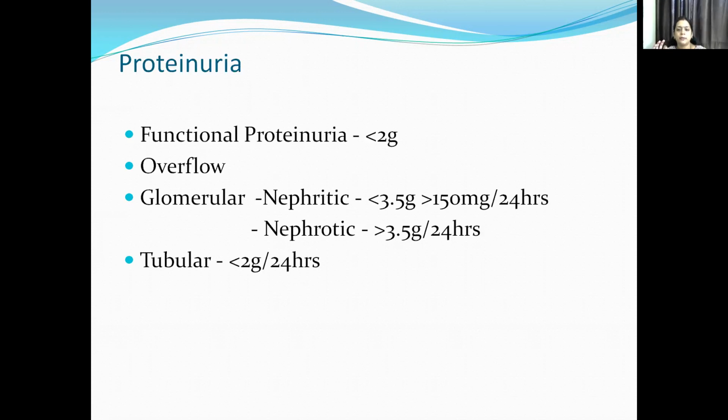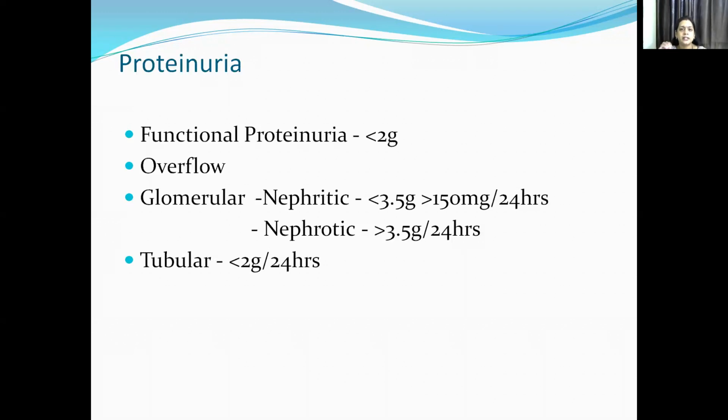Nephritic range proteinuria means less than 3.5 grams, and proteinuria, I told you, should be more than 150 milligrams per 24 hours. So nephrotic range proteinuria is more than 3.5 grams per 24 hours. And then the tubular proteinuria is less than 2 grams per 24 hours. So in the nephrotic range of proteinuria, it is also associated with hypoalbuminemia, lipiduria, hyperlipidemia, and severe edema.